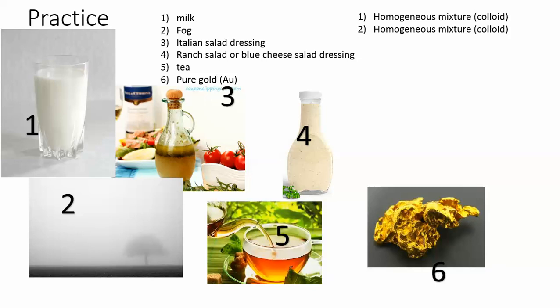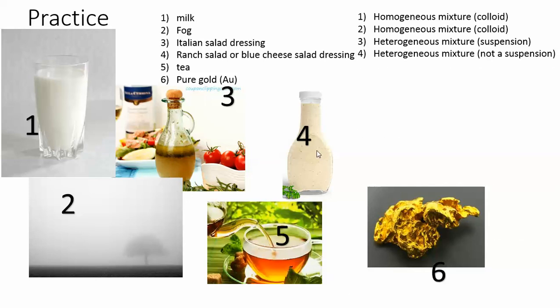And fog is also a homogeneous mixture, a colloid. We can't shine light through it easily. You can see that in both of those photos. Number three, heterogeneous mixture. It's a suspension. You can see all the little herbs and spices here. You can see it settling out into pieces.